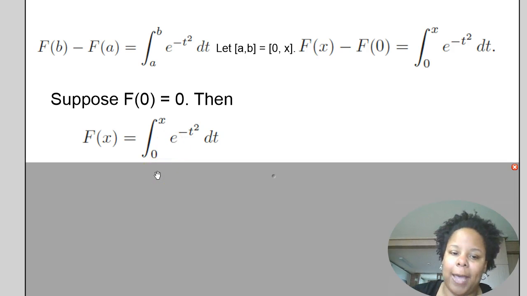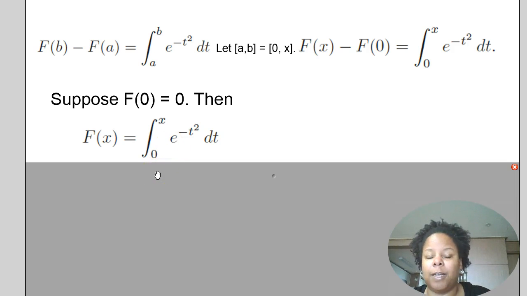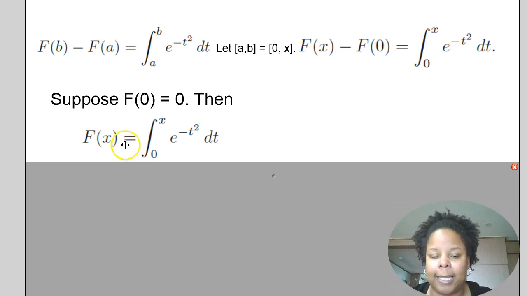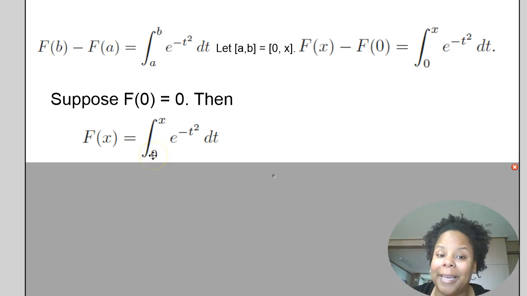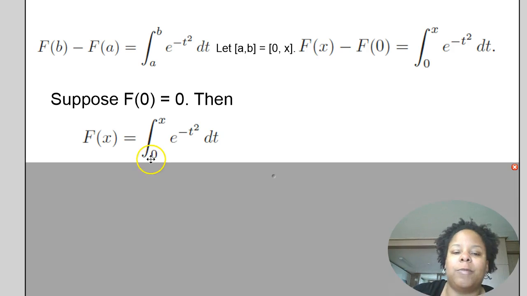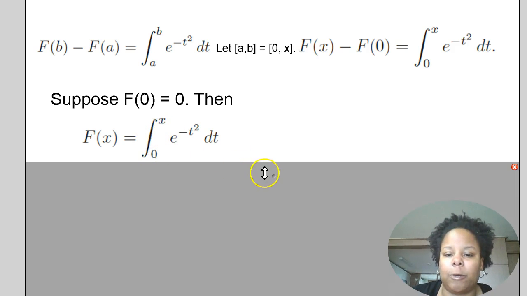So for each value x, you can compute the function value of big F of x, i.e. the antiderivative of little f of x, by basically evaluating or approximating the definite integral from 0 to x of e to the negative t squared dt.